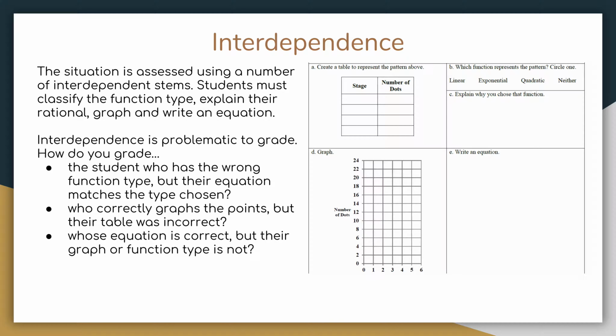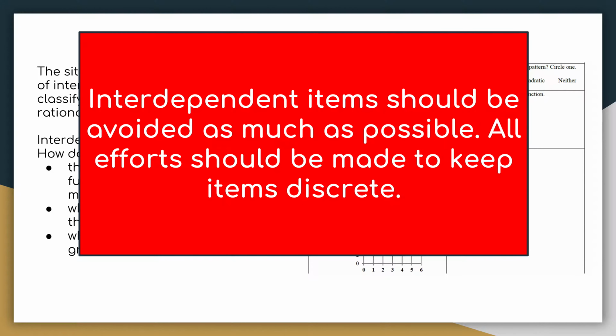This leads to one very important conclusion. Interdependent items should be avoided as much as possible. All efforts should be made to keep items discrete. This is not always going to be possible, but it's advice that should be followed as often as we can.